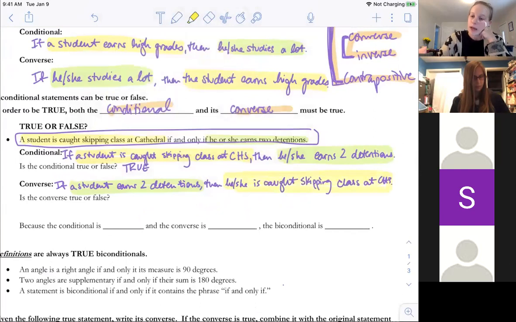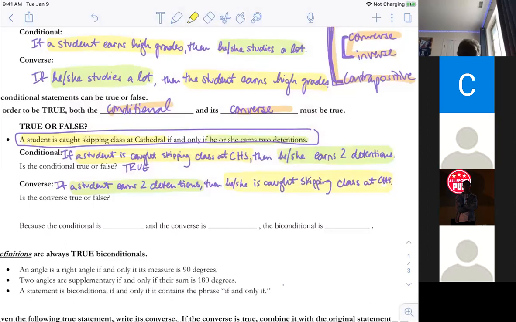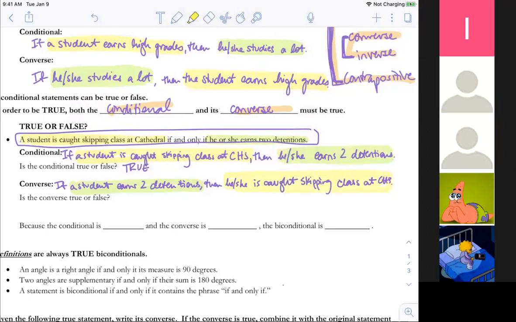What do we think about that? Do we think that's true or false? If you earn 2 detentions, then you were caught skipping class. If you think it's false, then I would want you to think of an example of when you might earn a detention or 2 for not skipping class. So if you can think of an example where you could earn 2 detentions for not skipping class, then that would be a false sentence. So what are we thinking? True, false, true, false.